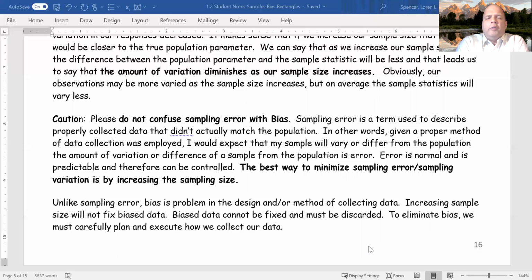Sampling error will always be there. Sampling variation will always be there, but we can minimize its effects by increasing the sample size. Bias, we should be able to eliminate by conducting a well-designed and well-executed study. Very important to note those differences.